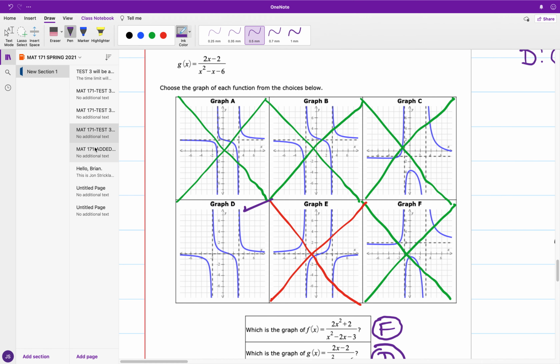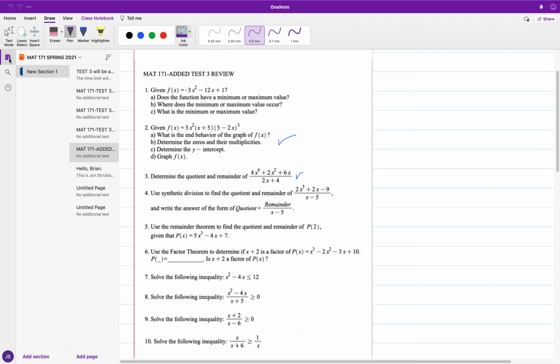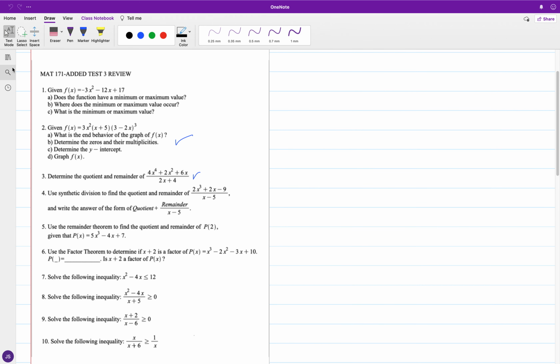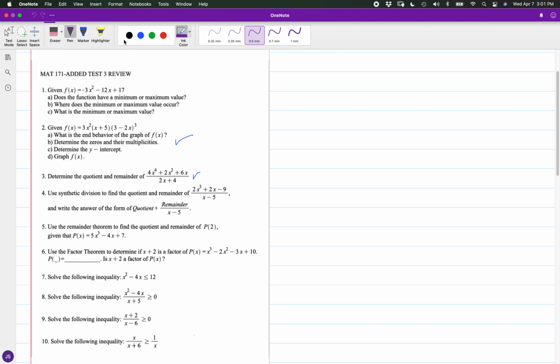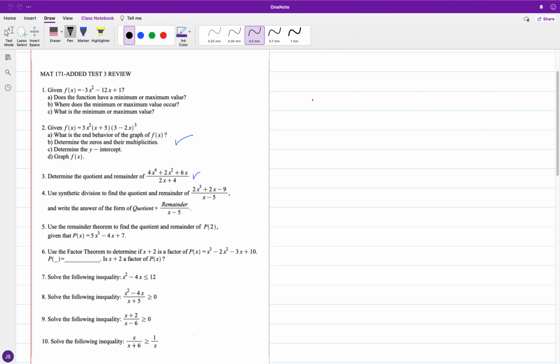And we have, with the added review, just kind of touching upon what we have, say I had checked off numbers 2 and 3. Say if we look at these functions, now we have regarding the end behavior, zeros, multiplicities, the y-intercept. And for 2, now this particular function is given in factored form.